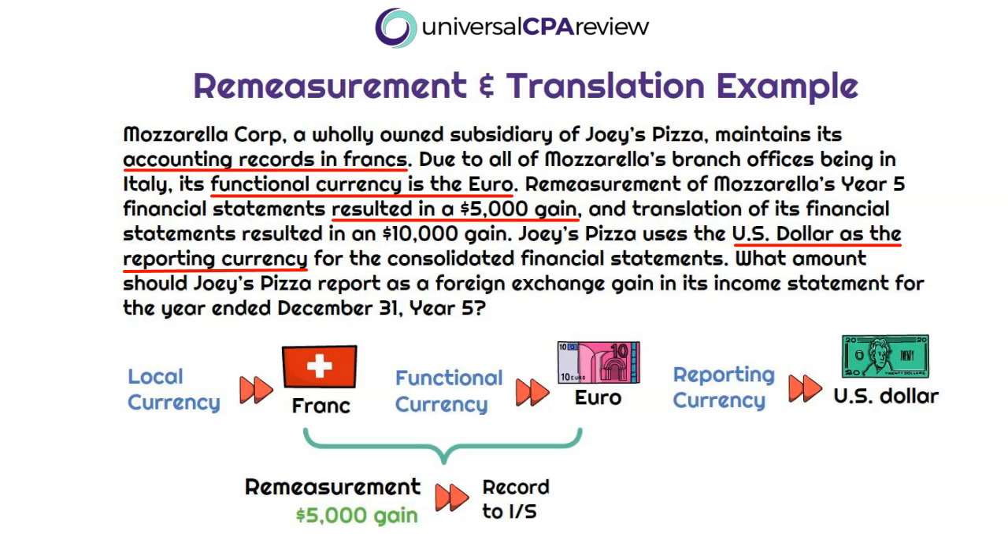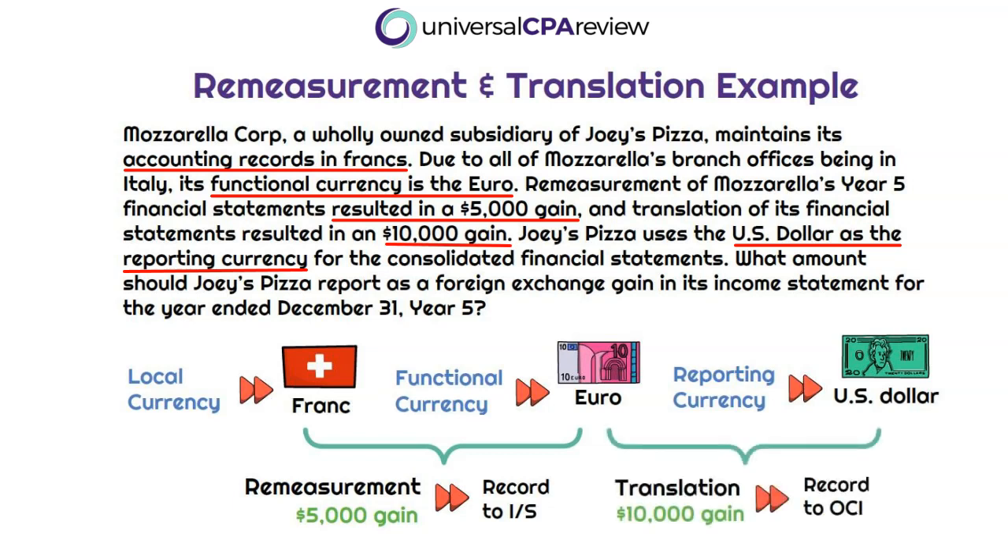Now for translation gains or losses, which it says resulted in a $10,000 gain, that's going to be recorded to other comprehensive income, OCI, which is not part of the income statement. It's part of stockholders' equity on the balance sheet. So for translation, that $10,000 gain is going to other comprehensive income.